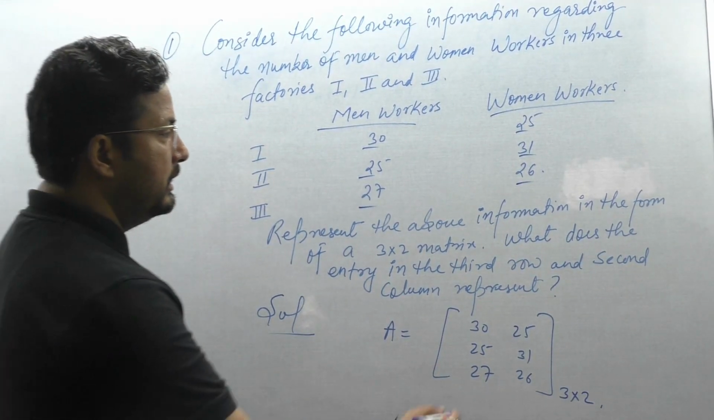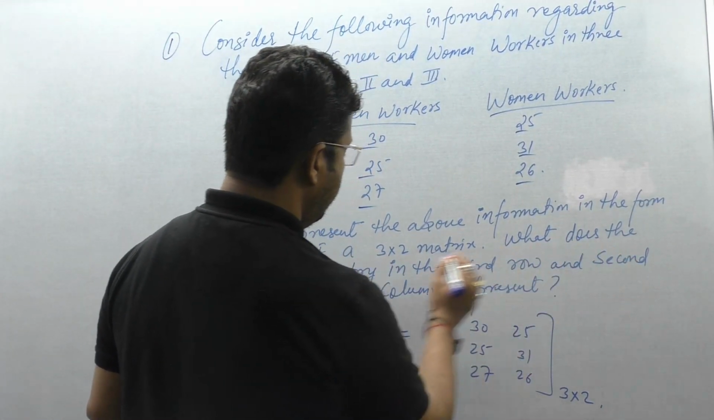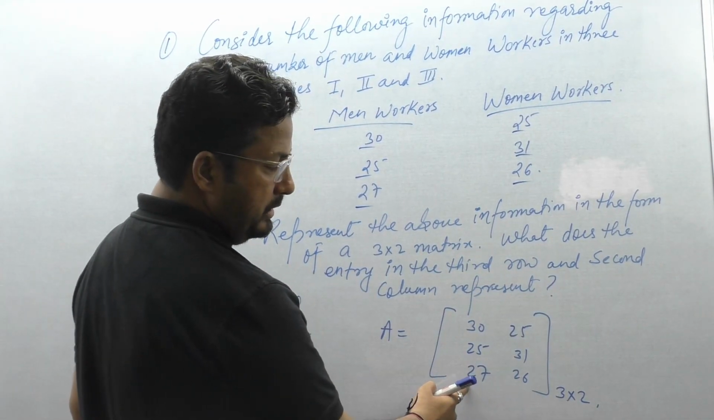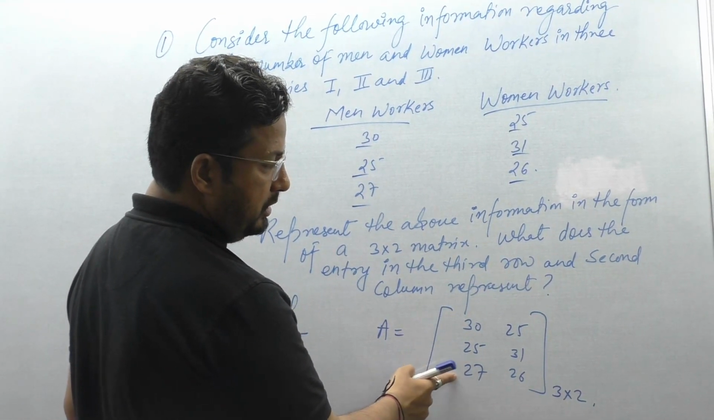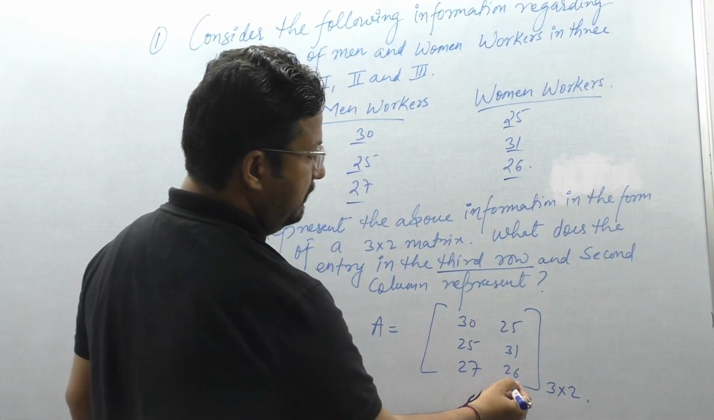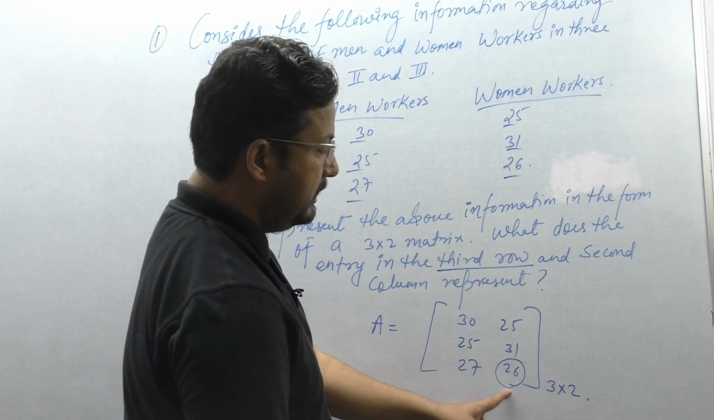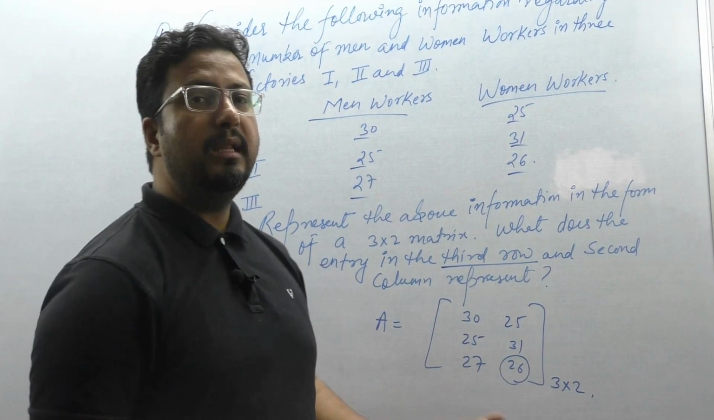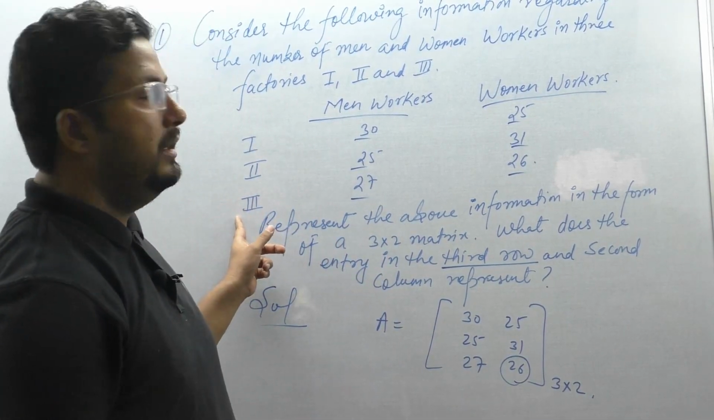Now what is important is the question they are asking: what does the entry in the third row, this is the first row, second row, third row, and second column represent? They are talking about this entry. So this is representing the number of women in the third factory.